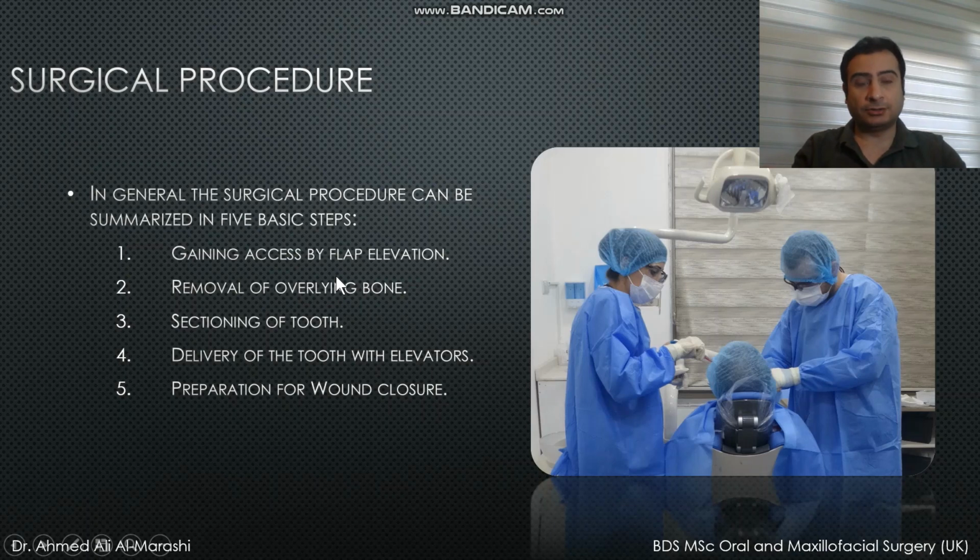In order to manage an impacted lower third molar, we have 5 steps. These are gaining access by flap elevation, so we need to elevate the soft tissue that covers the impacted lower third molar, and then we need to remove the bone that covers that impacted tooth to gain access to it. Following that, we need to section that tooth if needed, and then we need to deliver the tooth with minimum forces. Following the completion of all that, we need to adopt several stages to prepare the wound for closure, and then we close it.